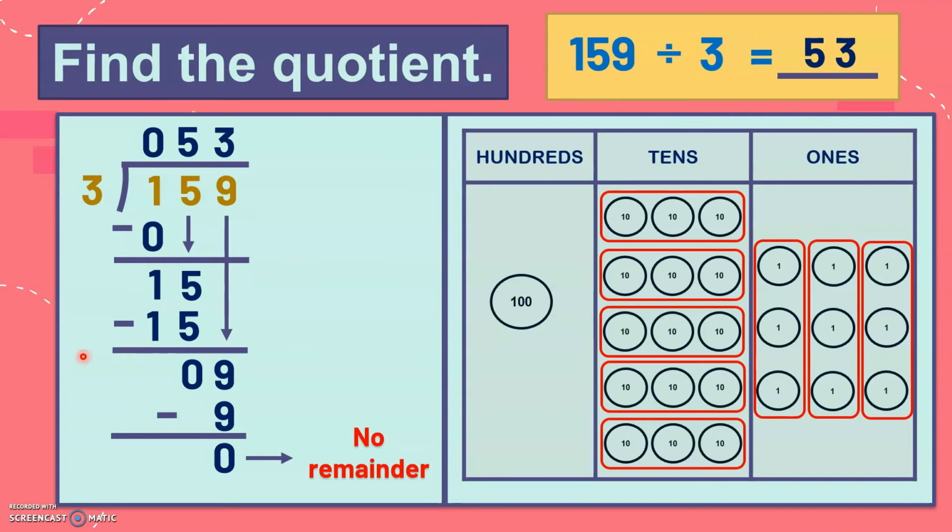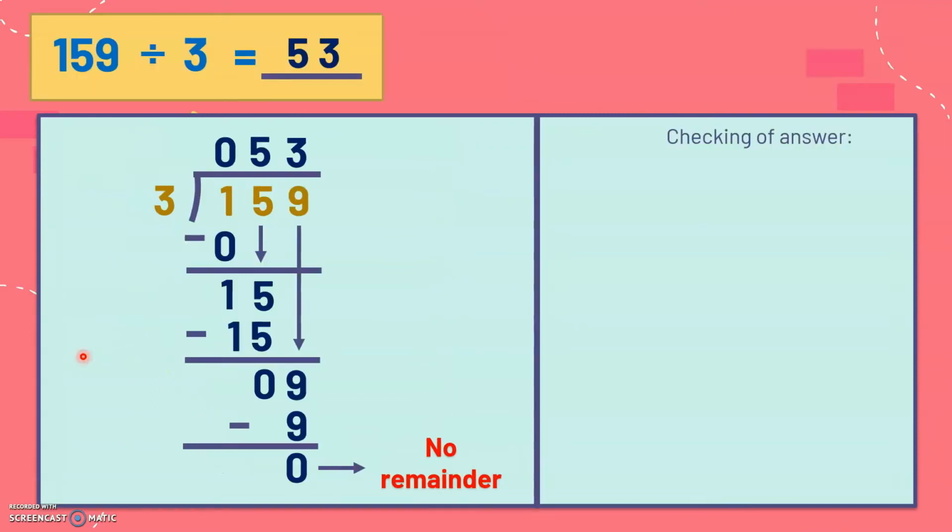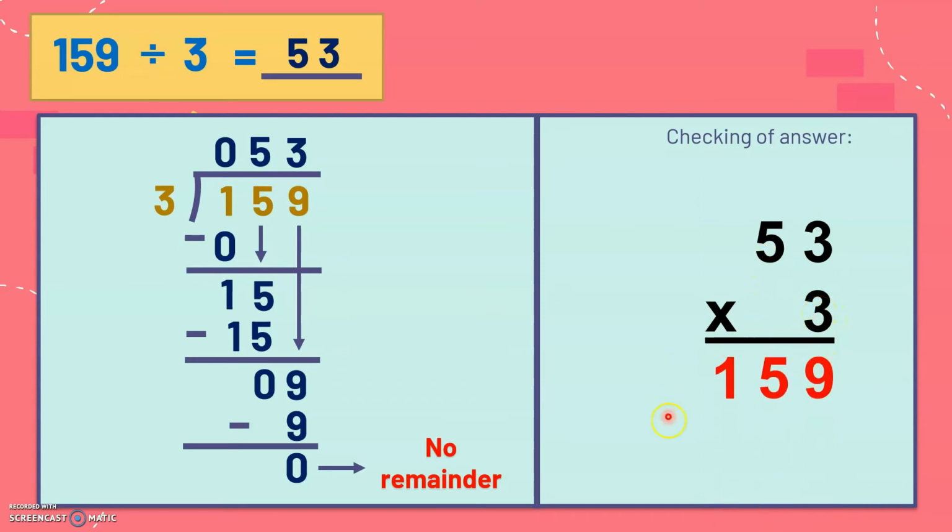Again, to check it, we will multiply the quotient and the divisor. So 53 times 3, let's start with 3. 3 times 3, the answer is 9. 5 times 3 is equal to 15. So correct. We have the same product and dividend, 159.